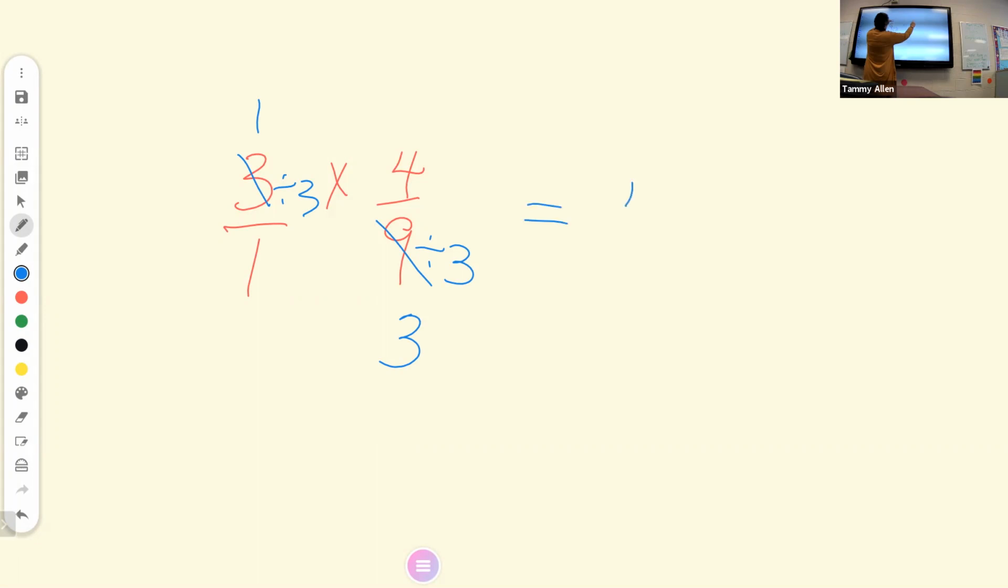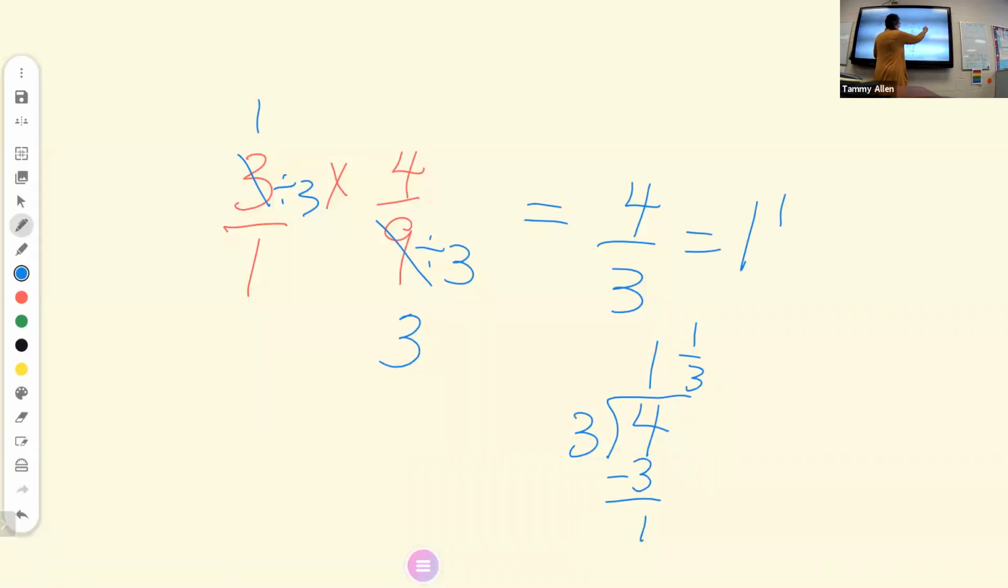1 times 4 is 4. 1 times 3 is 3. Can I leave it as an improper fraction? No. So I do 4 divided by 3, and I get 1 and 1/3. Questions?